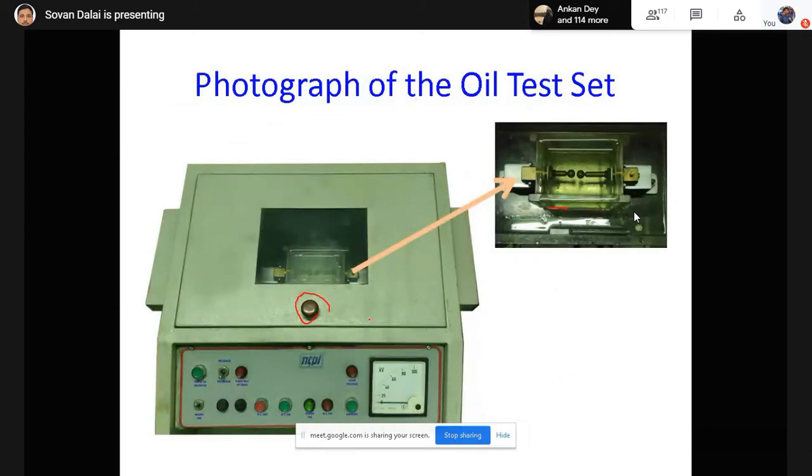This is the NTPL-make high voltage oil test set, and we can generate a maximum of 100 kV. And this is the standard cell which contains 300 ml of oil. Sir already mentioned that the electrodes have a 12.5 millimeter diameter, and you have to maintain the gap distance between the two electrodes at 2.5 millimeter. That is why we express the dielectric strength in terms of breakdown voltage.